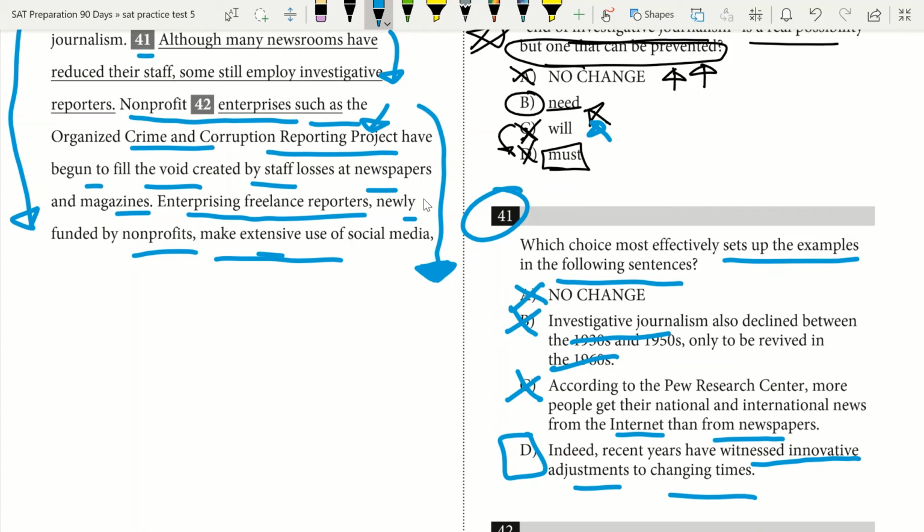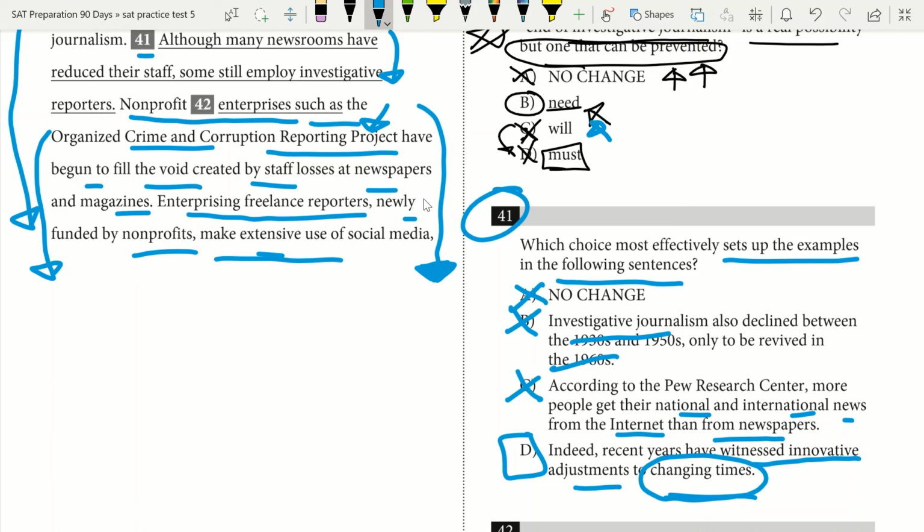Yes, but at the same time, saying, according to the Pew Research Center, more people get their national and international news from the internet than from newspapers, that's also not addressing the key part here, which is investigative journalism. We want to focus on investigative journalism, and that doesn't say that. That's talking about the news in general. So that would be moving away from the main idea of this passage, right? We want to introduce these examples of innovative adjustments in investigative journalism to these changing times of changing technology. So our correct answer there would be D.